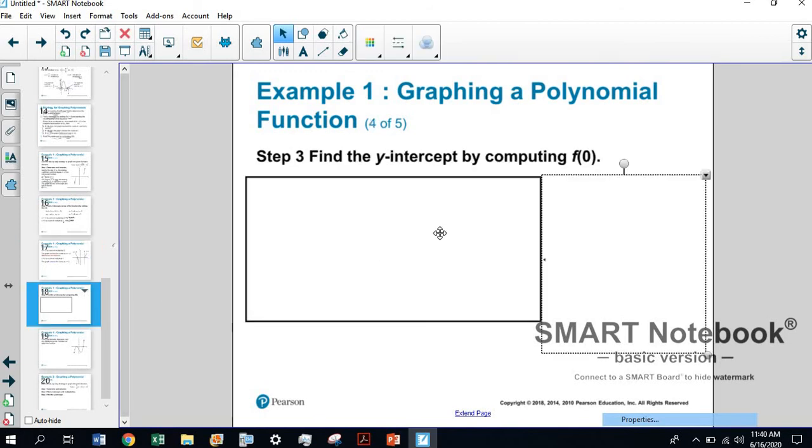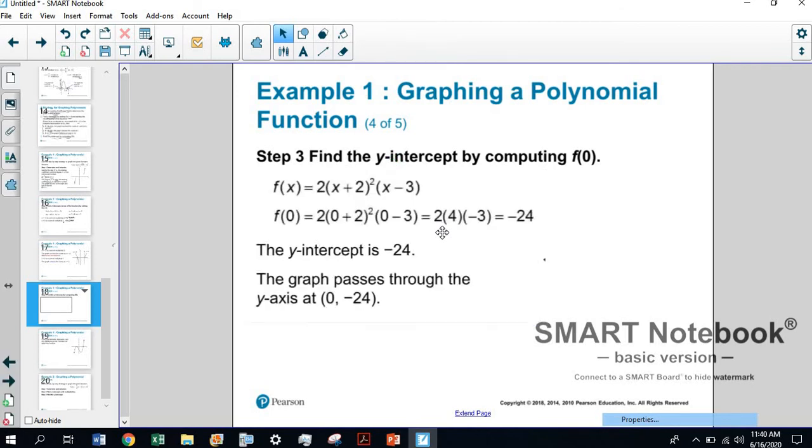So now we're going to get one more point. Let's find the y-intercept by plugging in x equals 0. If you plug in x equals 0, you get 2 times 0 plus 2 squared times 0 minus 3. So you get 2 times 4. 2 squared is 4, times negative 3. You get negative 24. Right?